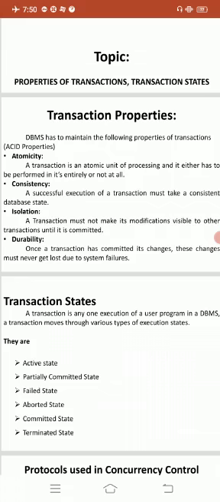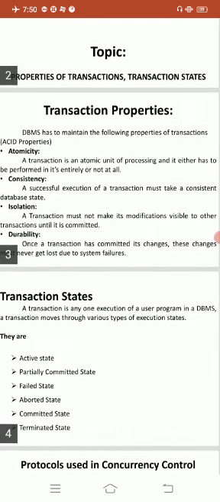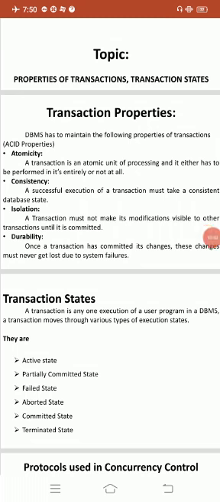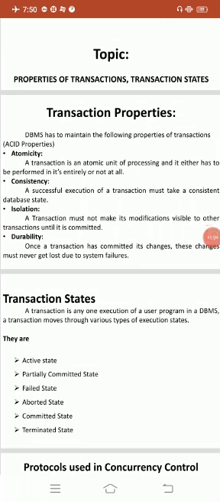Next, why is concurrency control needed? Several problems can occur when concurrent transactions execute in an uncontrolled manner. First, the lost update problem. Next, the temporary update or dirty read problem. Then the incorrect summary problem, and media failure.